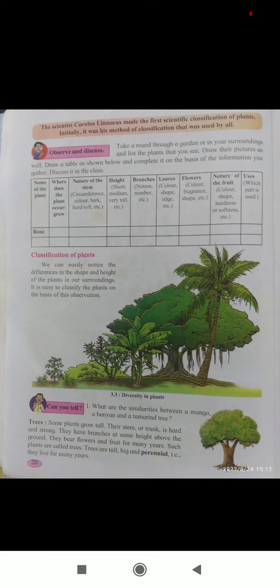Classification of plants. We can easily notice the difference in the shape and height of plants in our surroundings. A plant can easily be classified on the basis of its observation. Trees. Some plants grow tall. The stem or trunk is hard and strong. They have branches at some height above the ground. They bear flowers and fruit for many years. Such plants are called trees. Trees are tall, big and perennial, for example, they live for many years.